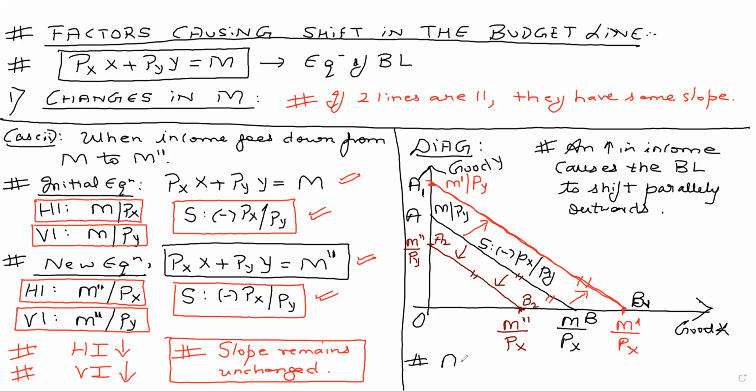So guys, I can write one line. Therefore, a fall in income causes the budget line to shift parallelly inwards.